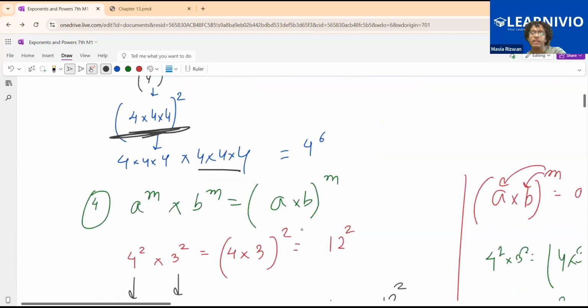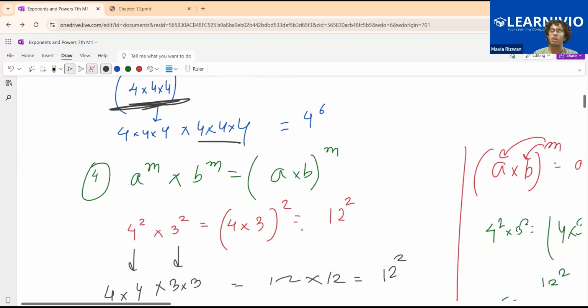The next one is, guys, if the powers are same, we can take the bases in a bracket and take the power as common outside. So 4 raised to the power 2 into 3 raised to the power 2, I can take 4 into 3 whole raised to the power 2. Eventually, it would be 12 raised to the power 2.